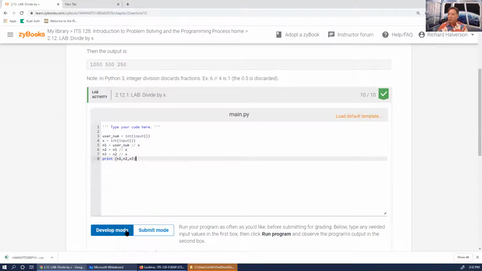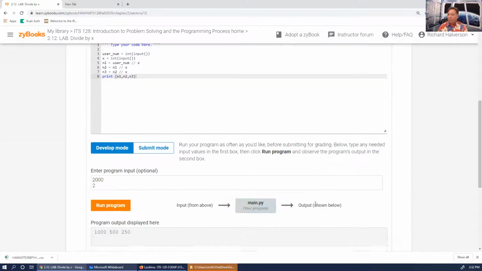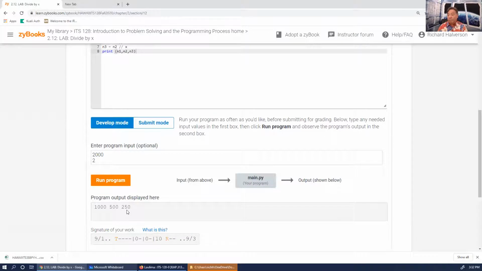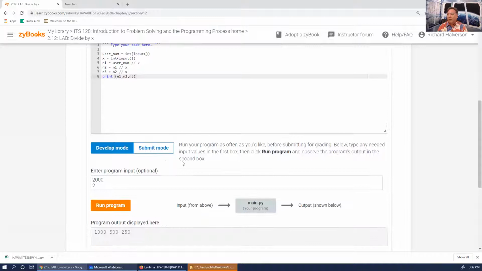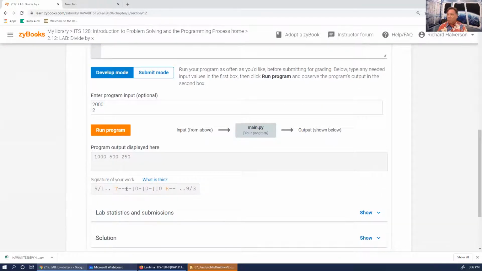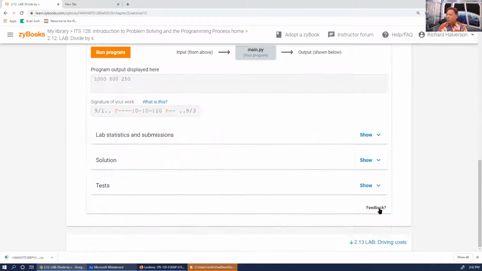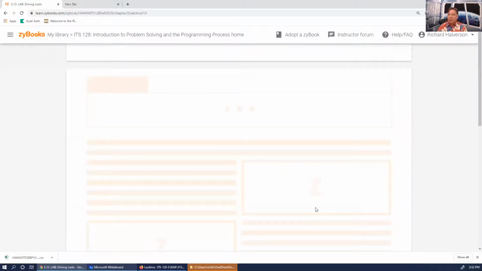See if this works. Run the program. That looks pretty good. So then I can do submit mode. Anyway, see this down here shows my work. So I think that's probably a good answer. So what's next? Driving costs.